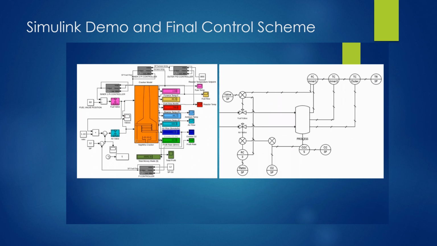We apply a robust control strategy involving a double cascade loop combined with a ratio controller to enhance the efficiency and safety of the process. On the left, we have the Simulink model, and on the right is the PDF diagram.